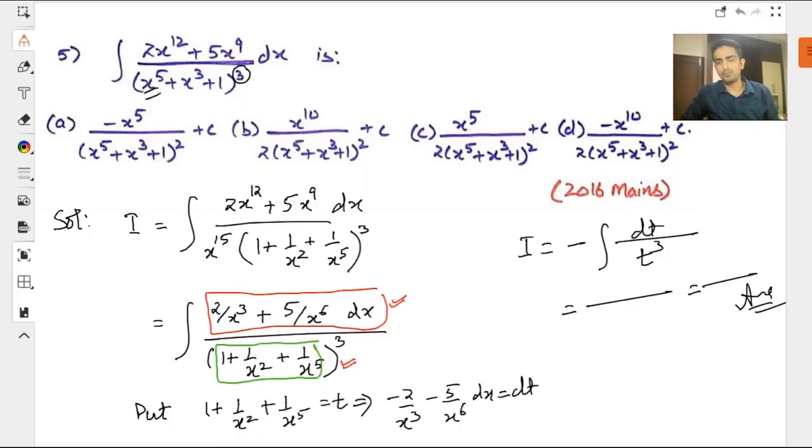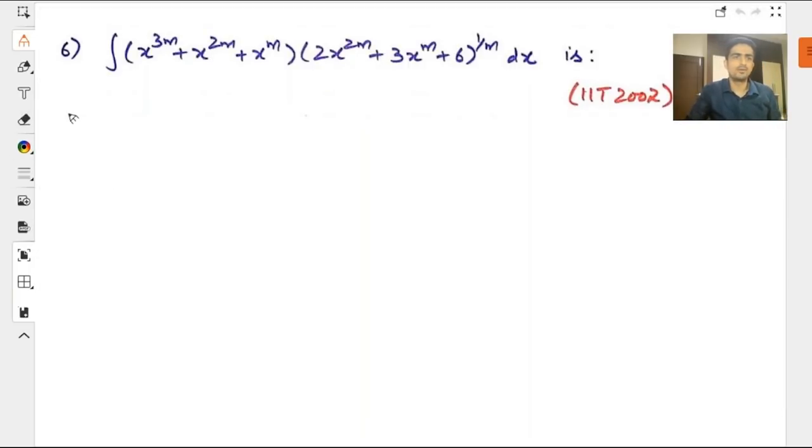Now, let me give you one more example, which is a bit different. See, look at the question. It is also a previous year question, IIT 2002. In the first go, it looks really bad. We don't know what to do. But how do you categorize what should be done? Number one, it is not at all a standard format. It's really bad. Bad powers are there. 3m, 2m, 1 by m, bad powers are there.